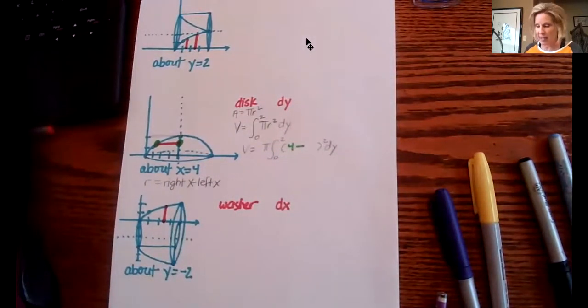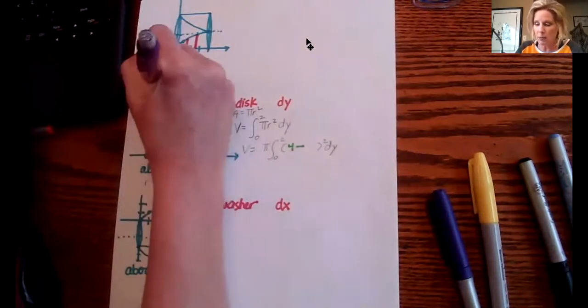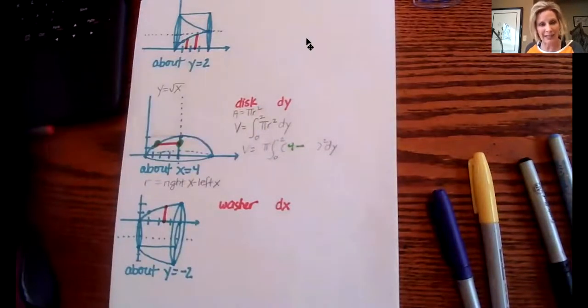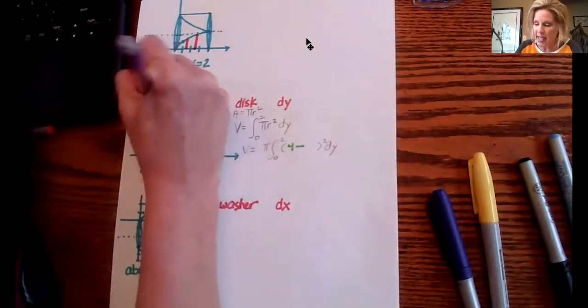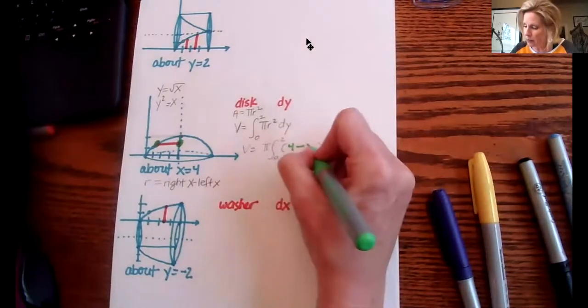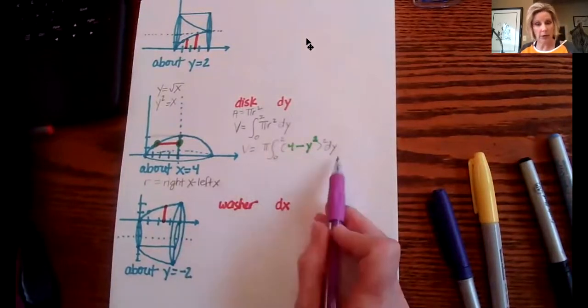My left x is the x that's on the curve itself. Remember, the curve is y equals the square root of x. And if you're trying to get left x equals, then you're going to say x equals y squared. So your left x is equal to y squared. Okay? So now I'm set up and ready to go.